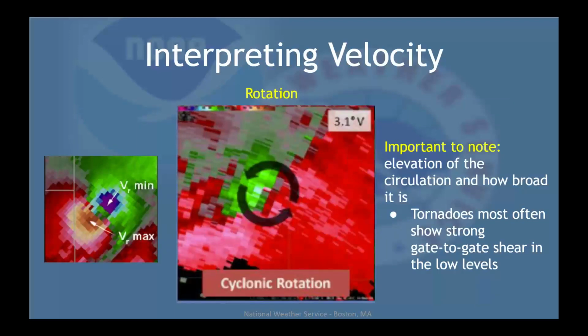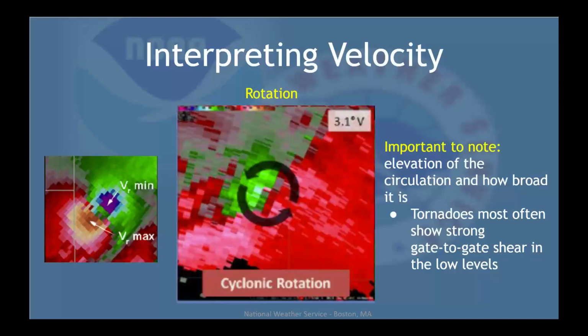Another thing to consider when we're interpreting these rotation couplets is how broad these couplets are. Oftentimes storms that are producing tornadoes contain things called mesocyclones themselves. That's basically just a very broad rotation within a tornadic storm or a rotating storm. Supercells often are rotating, the whole storm is rotating itself. It's called a mesocyclone.